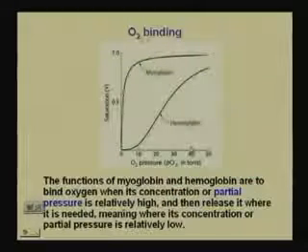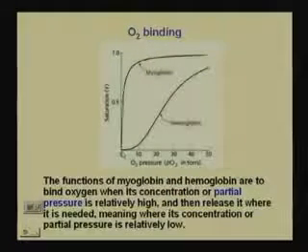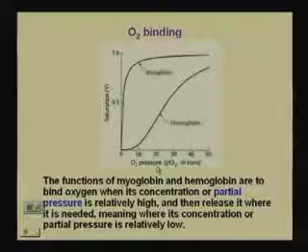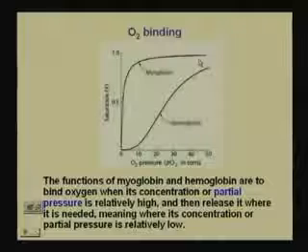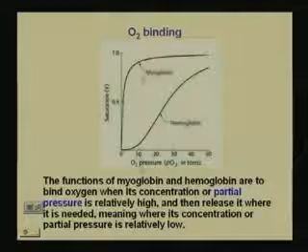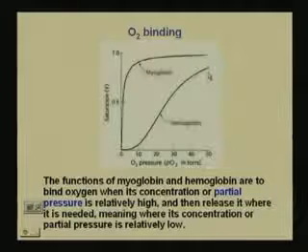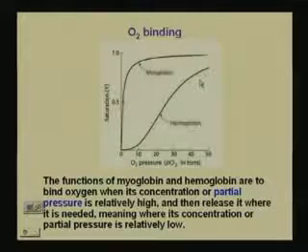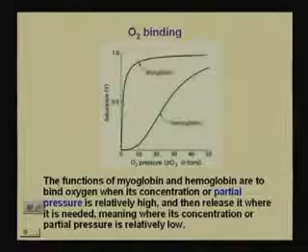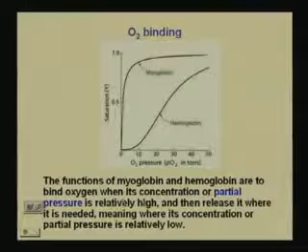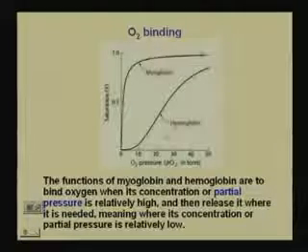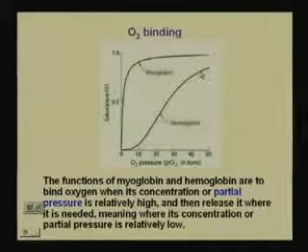Okay, so this is what we have. Saturation, the partial pressure of oxygen. This is the myoglobin curve for oxygen binding. That is a hyperbolic curve. This is a sigmoidal curve for hemoglobin. And you understand why it has to be a sigmoidal curve and why this has to be a hyperbolic curve. Okay, so the functions of myoglobin and hemoglobin are to bind oxygen when its concentration or partial pressure is relatively high and release it when it's required.